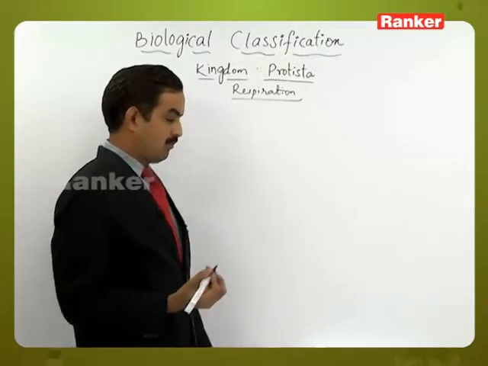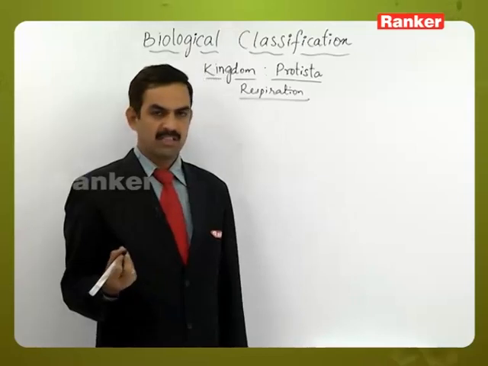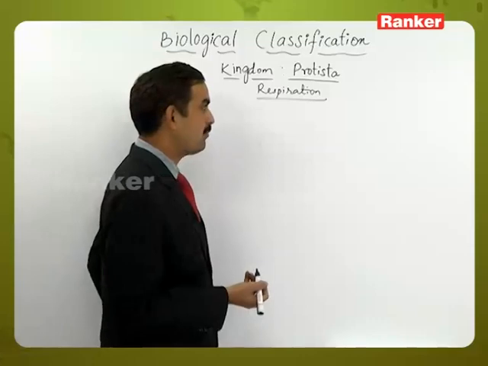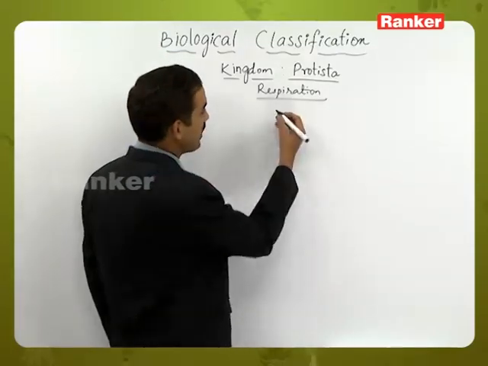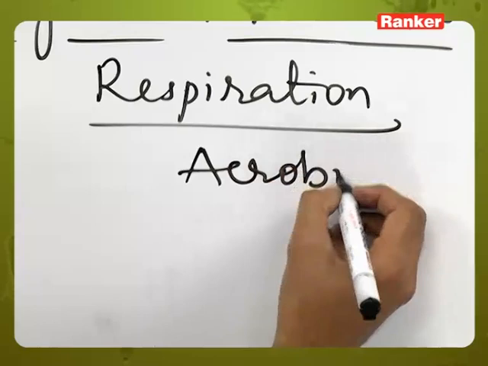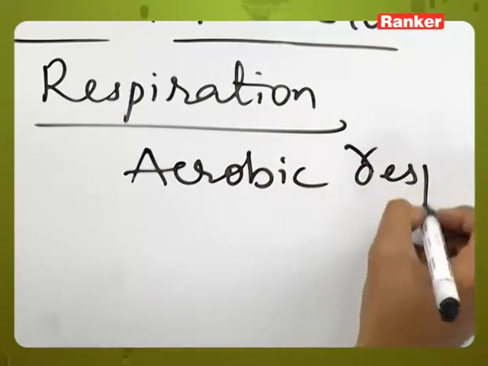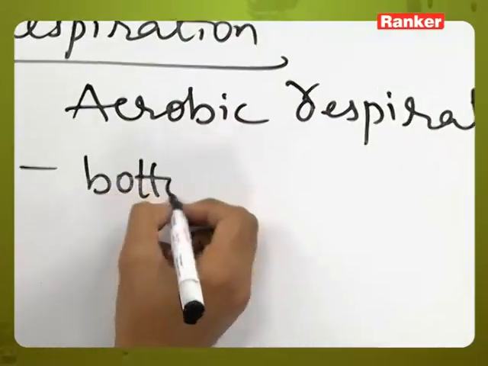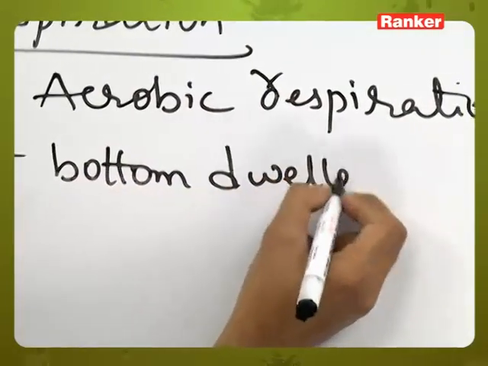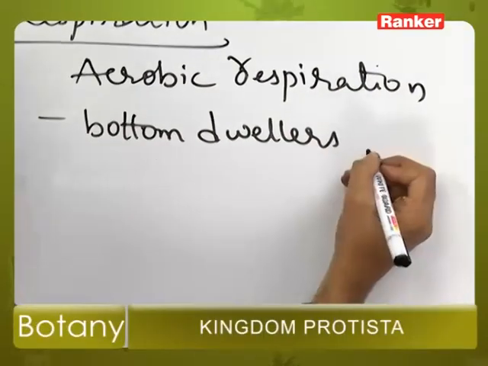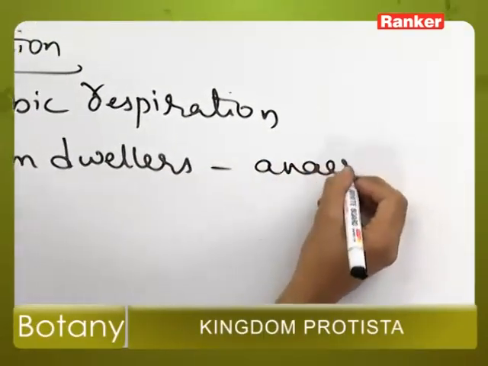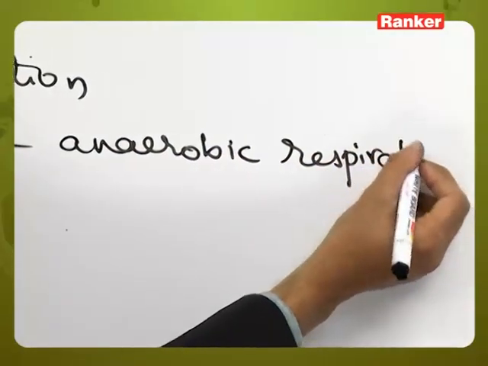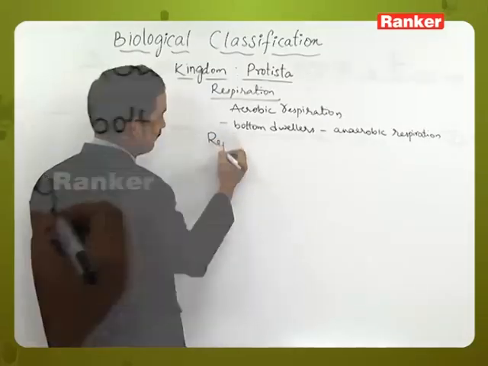Here some of them are considered to be present in the deeper parts of the waters, so they will perform anaerobic respiration, but the majority of them are performing aerobic respiration, that is respiration by using oxygen. And the bottom dwellers which are present in the deeper parts of the aquatic environment will perform anaerobic type of respiration. Method of reproduction.